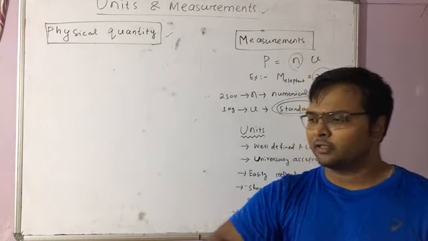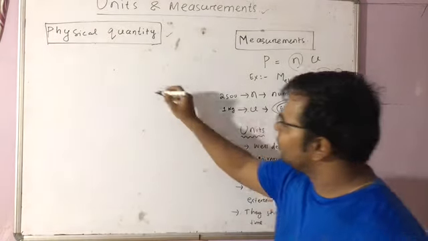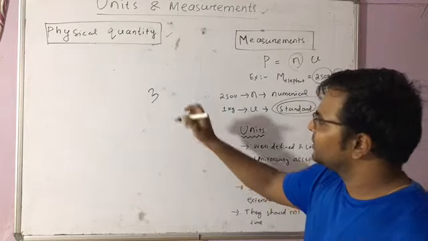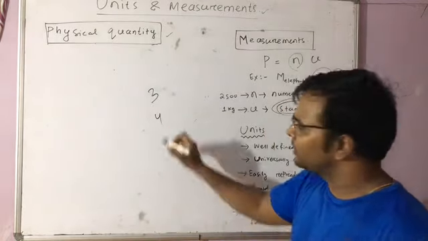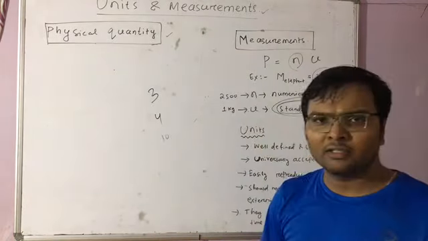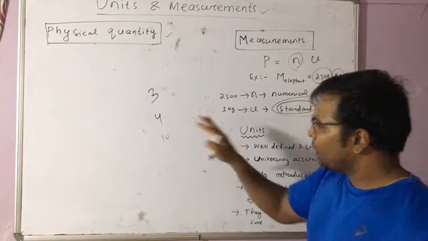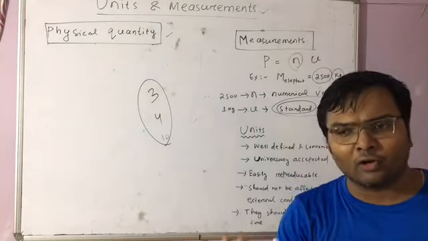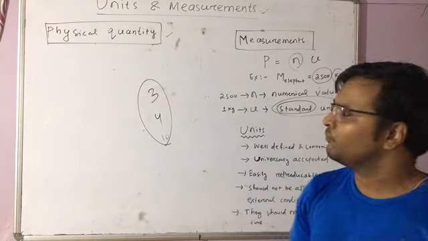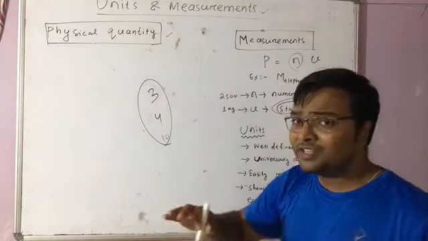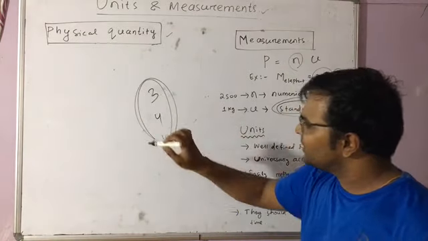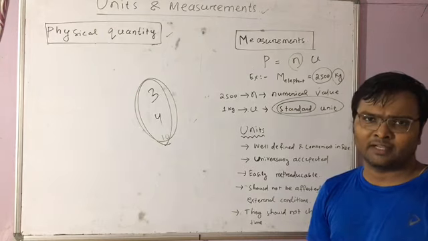Someone will say the length of this room may be 3 arm lengths. Some may say 4 arm lengths. Some may say 10 arm lengths. So the logic is this: though all of them have measured correctly, since the value differs from person to person, we can say this is not a standard measurement. Clear?